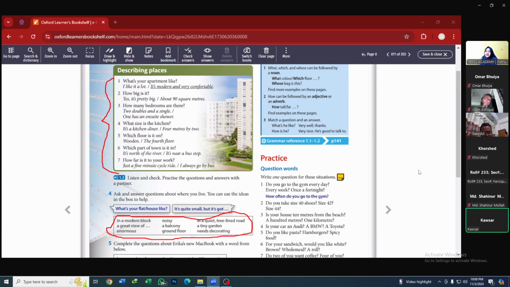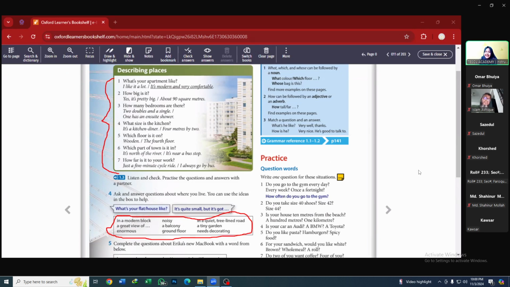I love modern building apartment. Your apartment is modern and comfortable? Comfortable. How big is it? It's about 70 square meters. Good. How many bedrooms are there? There are 6 bedrooms in my house.